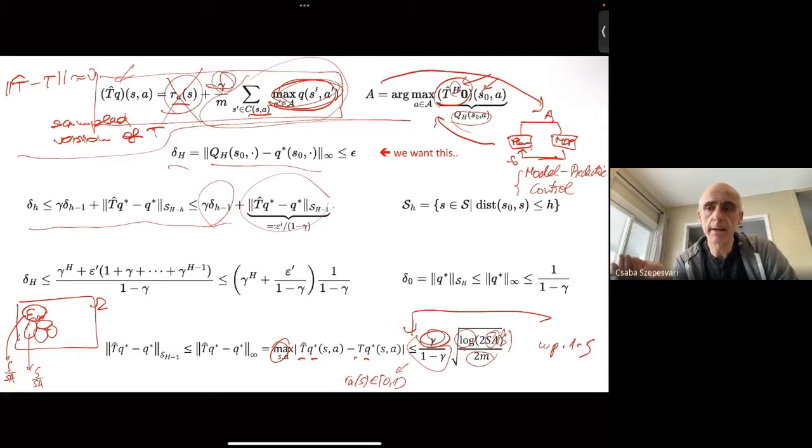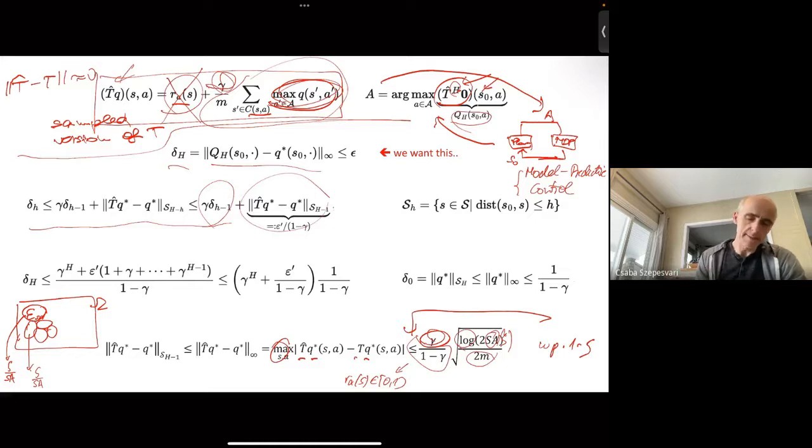So the event when any of the errors are happening, like for any of the state action pairs, something bad is going on with Hoeffding's inequality, the probability of this bad event is at most zeta. So therefore, with probability 1 minus zeta, the good thing happens. And so that's the result.